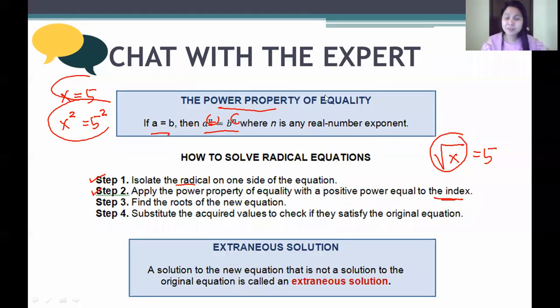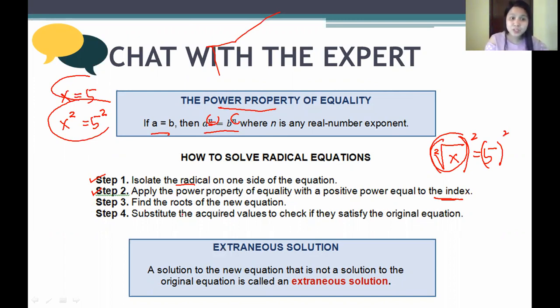Very good, Jared. The index is 2. So since the index is 2, then we raise both sides of the equation to the power of 2. So raise the left-hand side to the power of 2, and the right-hand side to the power of 2. That's how you do it. Next, step number 3.